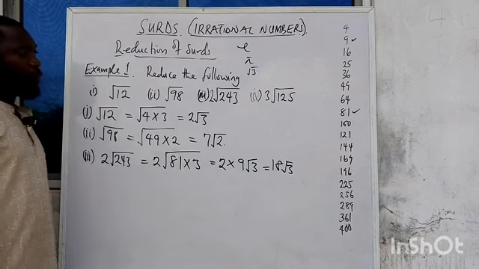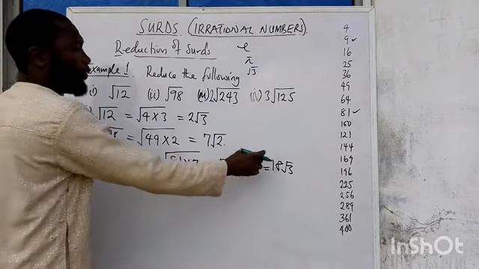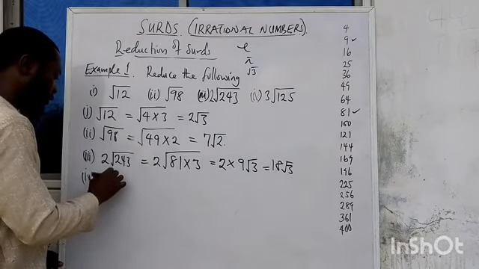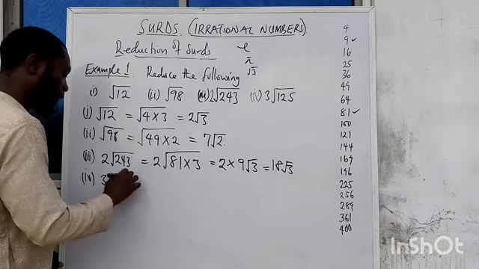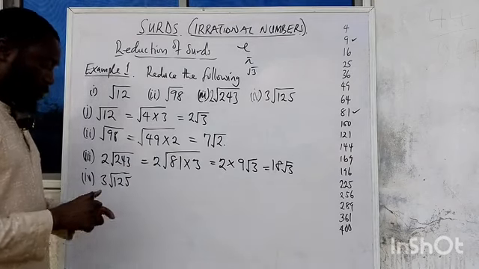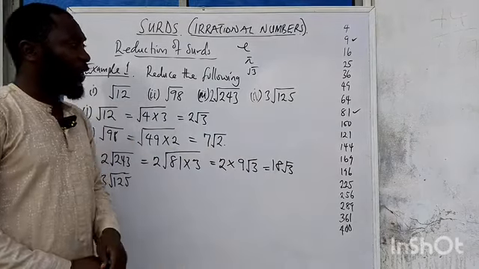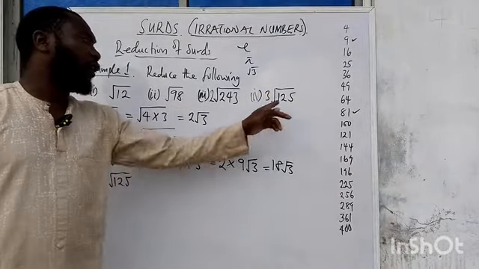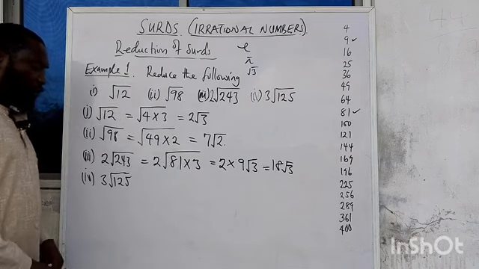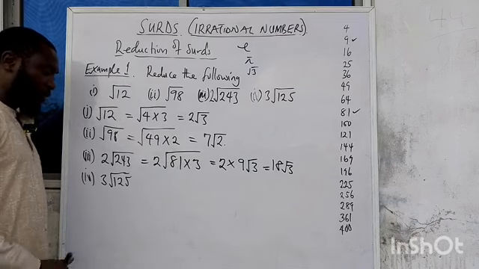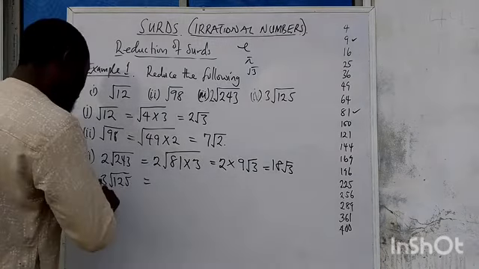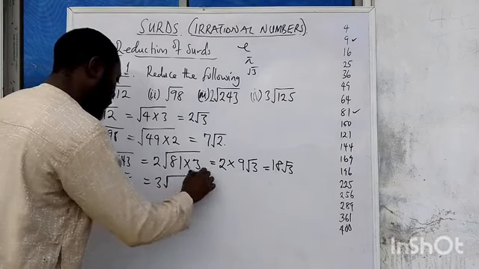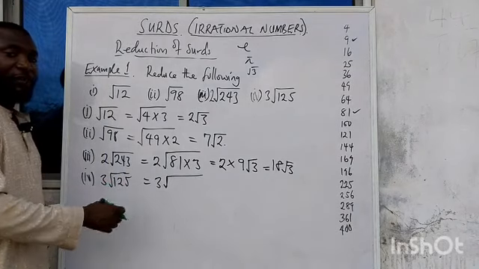Another one, just similar to this one. The last example here, we have 3 square root of 125. Now, for this square root of 125, the only perfect square among the perfect squares we have here that can divide 125 is 25. So 25 can divide 125. So you express this again. The 3 outside, you keep it. Now, square root of. Now, 125 is 25 times 5.